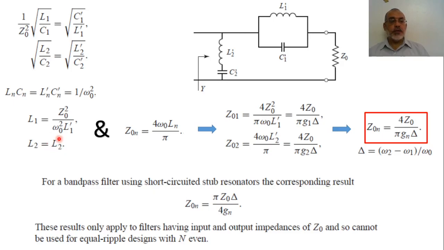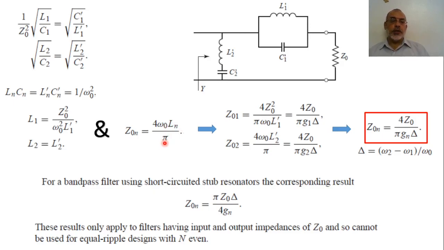And we have previously shown that there is a relation between the required characteristic impedance of the resonator and its equivalent inductance, such that Z0n, the characteristic impedance of the stub n, equals 4 omega naught multiplied by the equivalent inductance of the resonator Ln over pi.